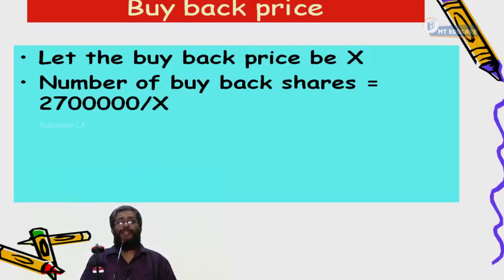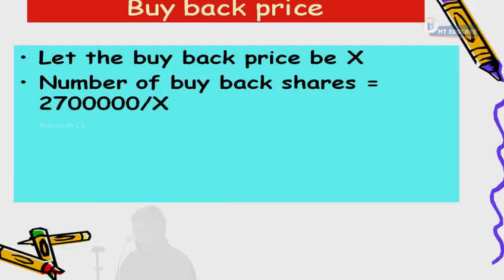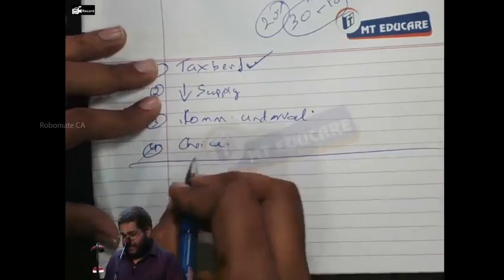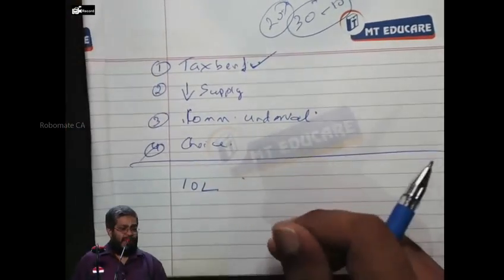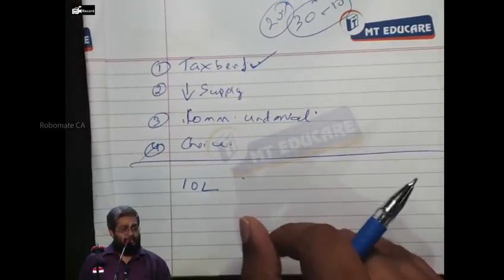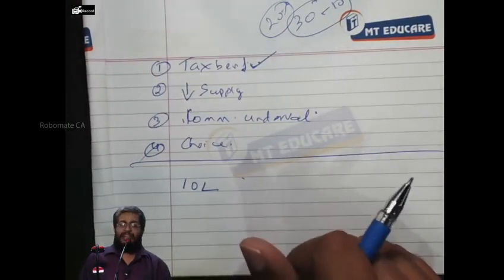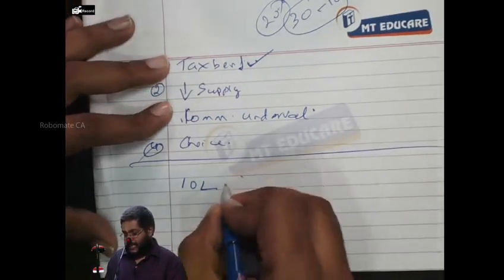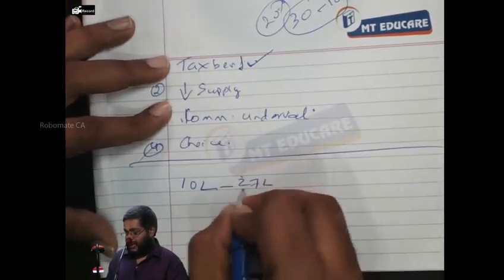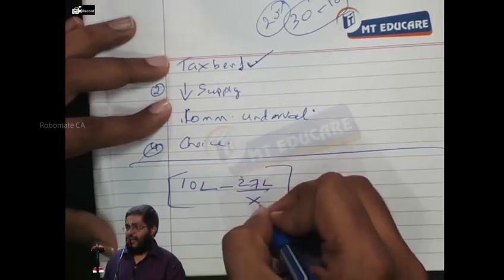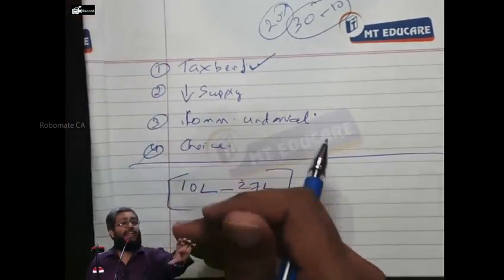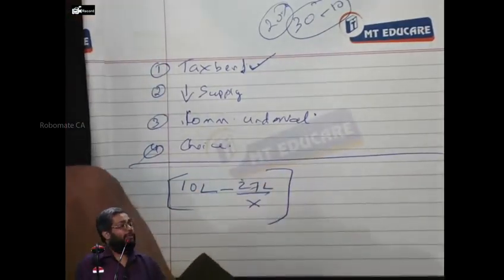I'll put the next line, but let me discuss and put it. See, now the company is having how many shares? 10 lakh shares. After buyback it will be less than 10 lakh shares. The number of shares bought back is 27 lakhs divided by X. So 10 lakh shares minus 27 lakhs divided by X gives you the number of shares floating in the market after buyback. Yes or no?